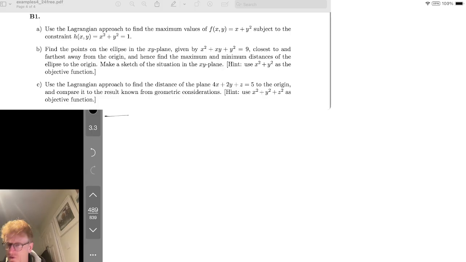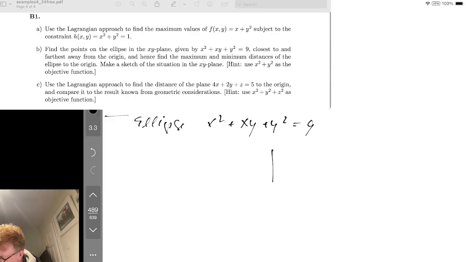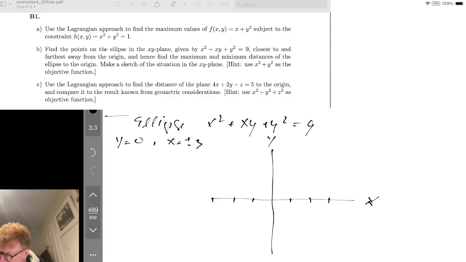So we are drawing the ellipse. x squared plus xy plus y squared is 9. So let's draw something. y is 0 is here, so then we have 1, 2, 3, 1, 2, 3. When y is 0, then we have x is plus or minus 3. So it's here and here.